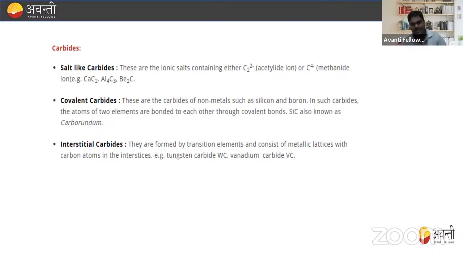Now we are talking about carbides. So what is this carbide all about? Basically, the salt-like carbides. These are ionic salts containing either C2 2-, that is the acetylide ion, or C4-, that is the methanide ion, right? So these are the classifications of carbide. Salt-like carbides are ionic salts containing either the C2 2- acetylide ion or the C4- methanide ion, like CaC2, Al4C3, and Be2C. They are the salt-like carbides.